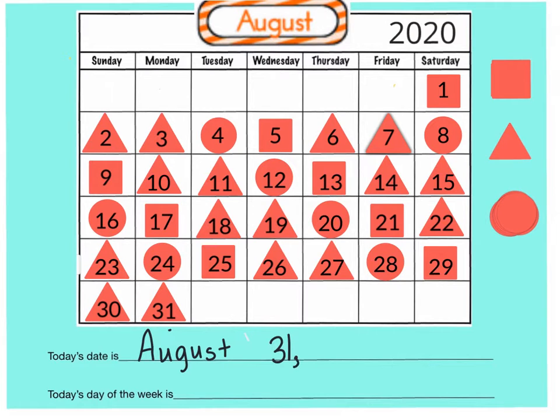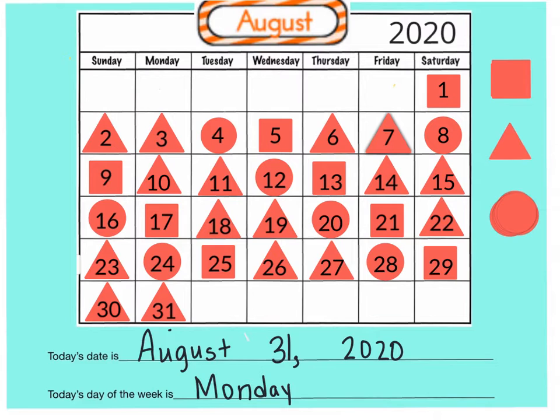And then I need a comma. And then what comes after that? Another finger space. And then I need to write the year, which is 2020. So today's date is August 31st, 2020. To figure out the day of the week, we're going to go to today's date tag, go straight up. And what is today's day of the week? Right, it's Monday, which starts with a capital M because it's the name of the day of the week. M-O-N-D-A-Y. So we know today is Monday, August 31st, 2020.